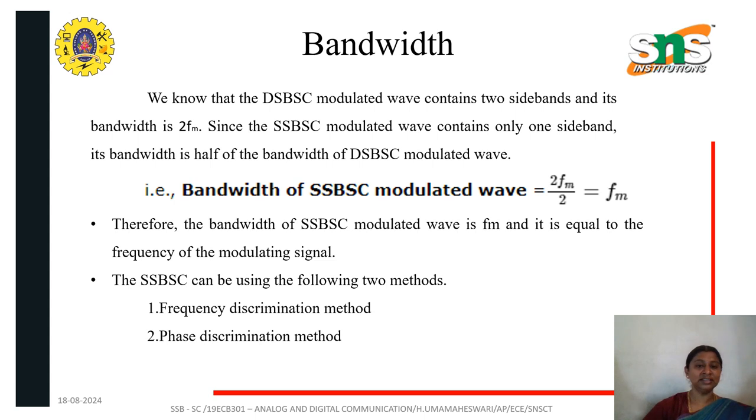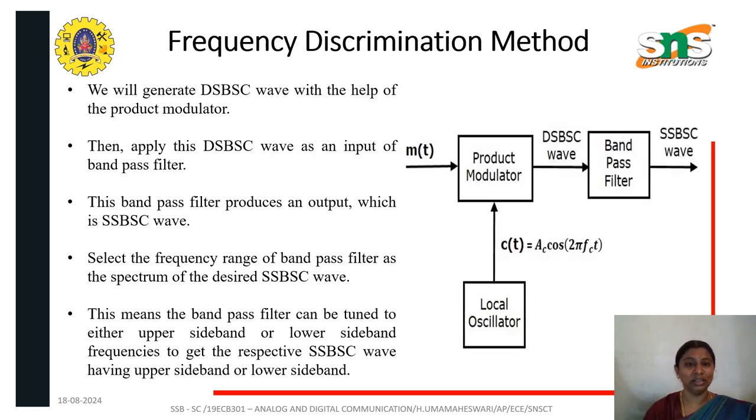This SSB-SC modulated wave uses two methods to generate the modulated wave, that is the frequency discrimination method and the phase discrimination method. In the frequency discrimination method, we'll have a product modulator, a filter and an oscillator. We'll generate the double sideband wave with the help of the product modulator first, and then we'll apply that as input to the band pass filter, and finally we'll get an SSB wave. In the product modulator, both the message signal and the carrier signal are given, and the carrier signal is generated by the oscillator.